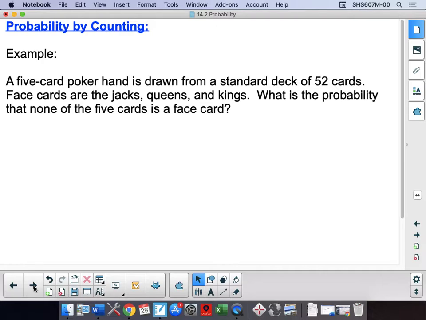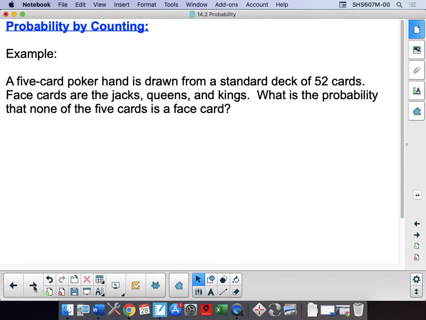Diamonds, hearts, spades, clubs. 4 suits. 2 of them are red, diamonds and hearts. 2 of them are black, spades and clubs, right? We know these things. You have the ace all the way up to the 10, right? And then you have how many face cards? 3, the jack, the queen, and the king.